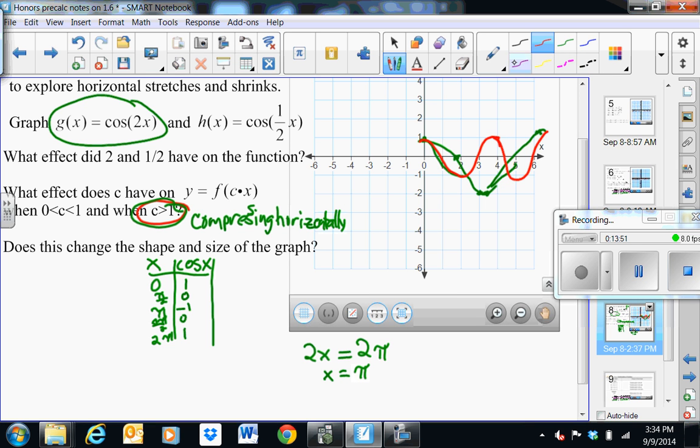So now let's look at cosine of 1/2 x. So again, now we've taken our 2 pi period and we're setting it equal to 1/2 x. So 2 pi equals 1/2 x. And when I solve for x, we get that now the cosine function is happening over a period of 4 pi. So this is really stretching it horizontally.